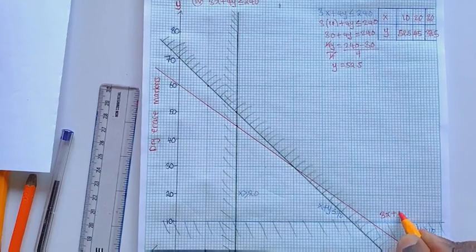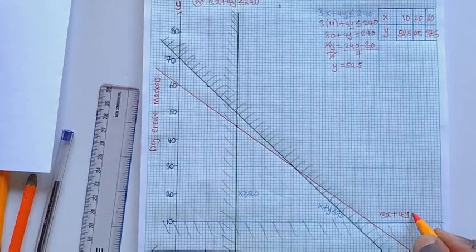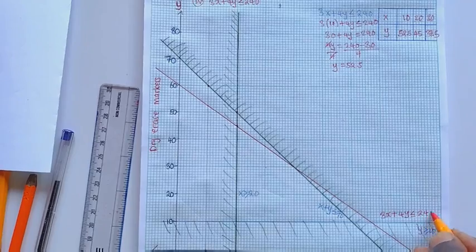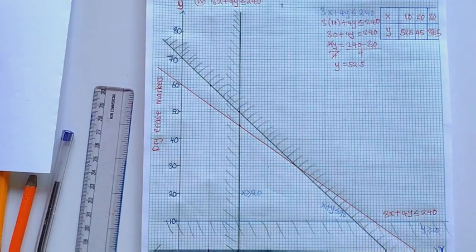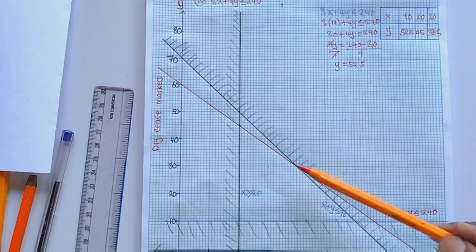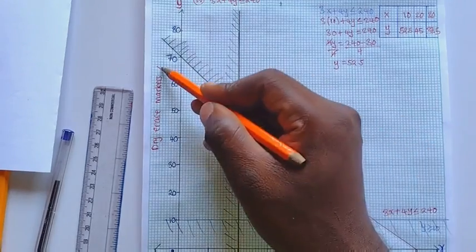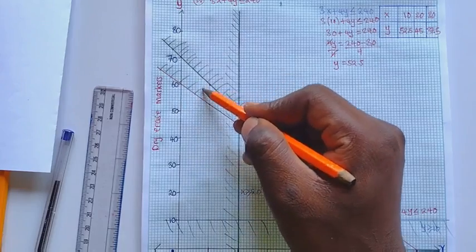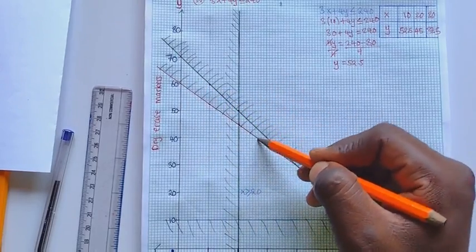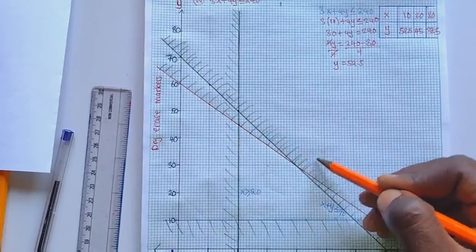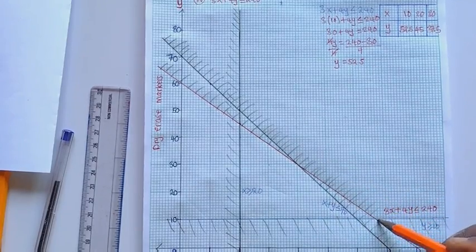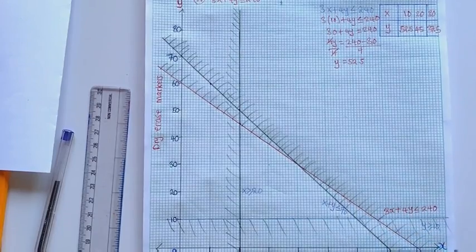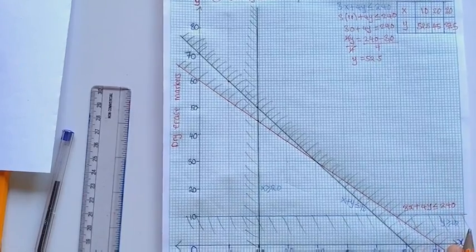Remember, this line is 3x plus 4y, which is less than or equal to 240. So the wanted region, the lower region, is less. This is the wanted region. So we need to shade the unwanted region, which is the region above. It will be shaded like this, from this end up to this end. So we have answered our question B right here.